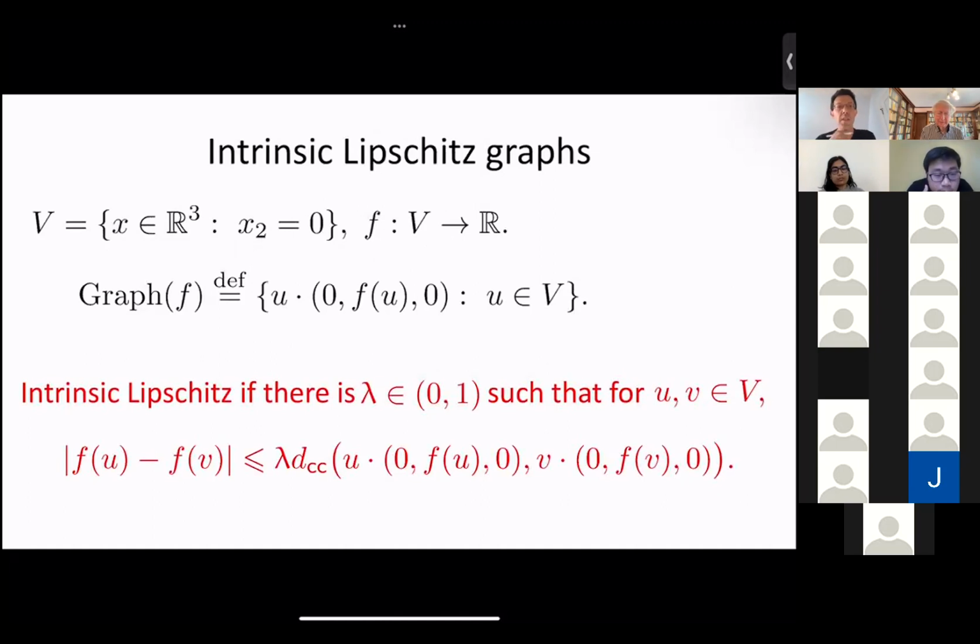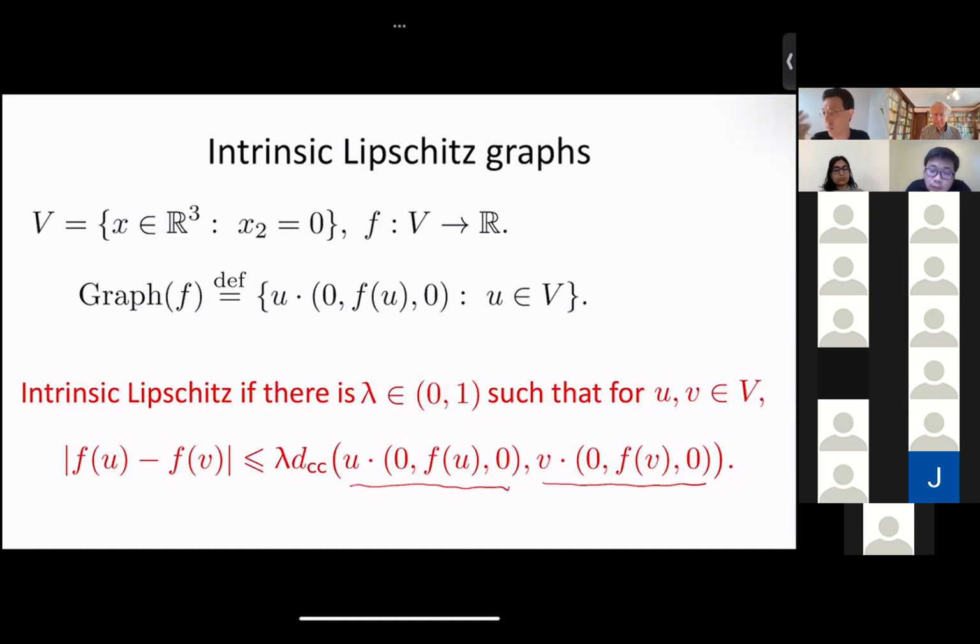Okay, so that's a graph of a function. And then there's the intrinsic Lipschitz condition, and I wrote it down here. The graph is intrinsic Lipschitz if there's a number lambda between 0 and 1, such that for any two generic points on the graph, u times 0, f u, 0 and v times 0, f v, 0, the distance between f u and f v is at most this word metric, the Carnot-Carathéodory metric, between the points in the graph times lambda.